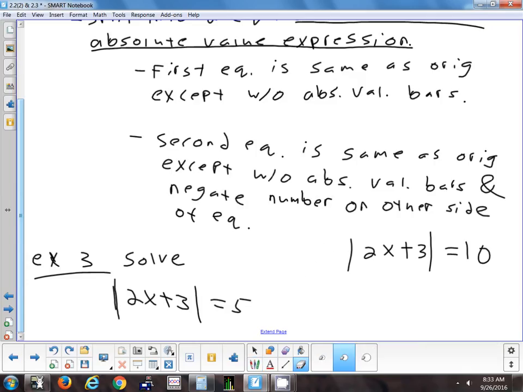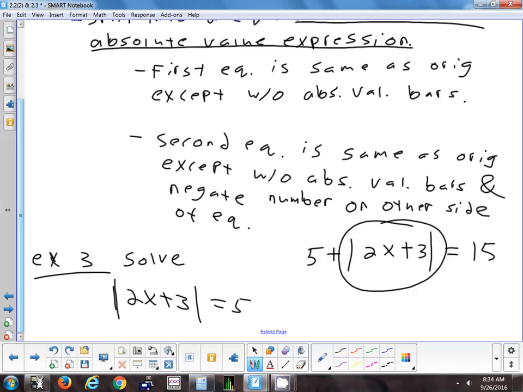Okay, what if I had something like that? That's another example where the absolute value is not isolated. What's the first thing you'd have to do here? Yeah, you'd have to subtract 5 from both sides. So you've got to get this block of stuff by itself first. In the problem we're going to do, it's already done, so you don't have to worry about getting it by itself.